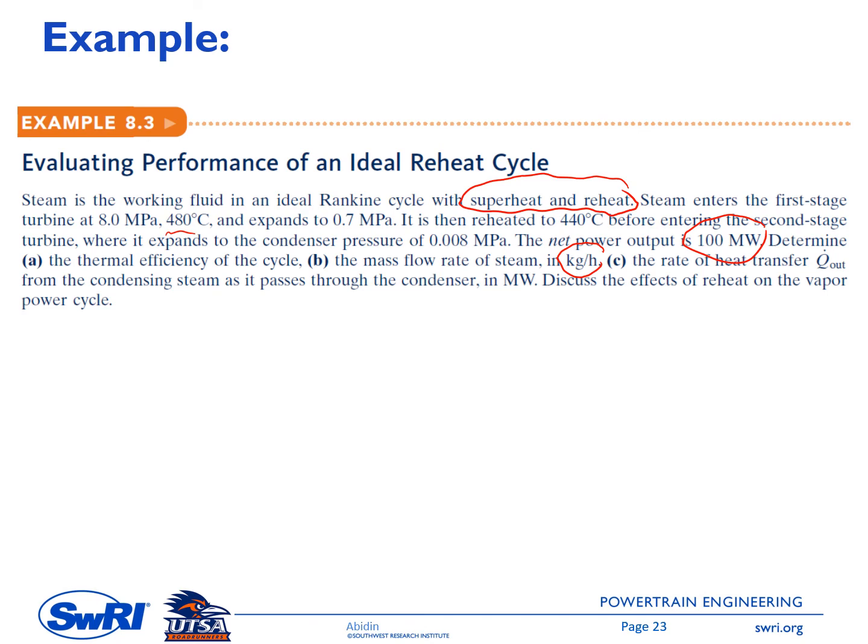And then question number 3 is the rate of heat transfer, Q out, from the condensing steam as it passes through the condenser in megawatt. And also we need to discuss the effects of reheat on the vapor power cycle. So what this question means is we need to compare this Rankine cycle with reheater with the one without a reheater. I believe in the textbook it is example 8.1, and we showed it to you in THERMO 1.